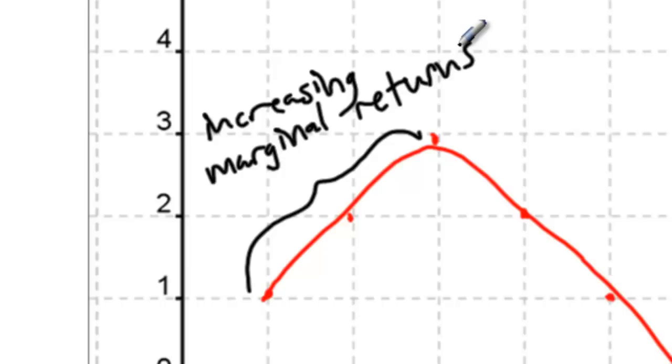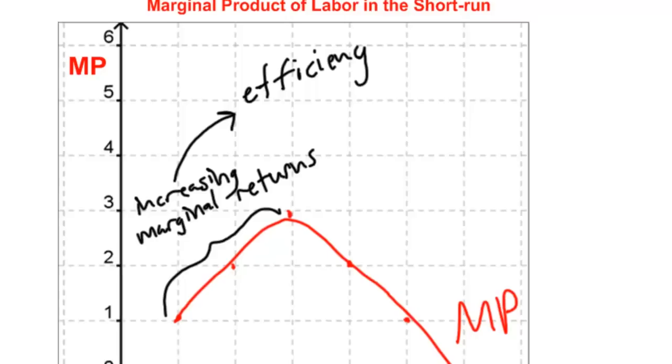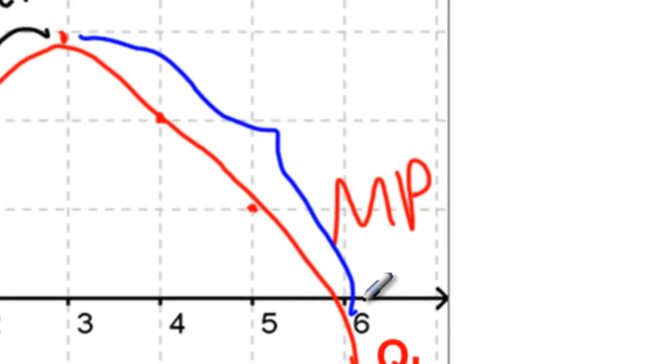Now, the reason for increasing marginal returns is efficiency. The 3 tools available in this factory could not be used efficiently by only 1 or 2 workers, and in fact it required 3 workers to achieve the full efficiency of capital use in our factory. However, beyond 3 workers, we began to see the marginal product of labor decline.